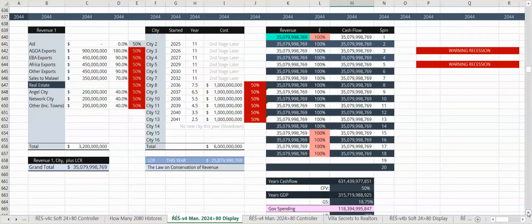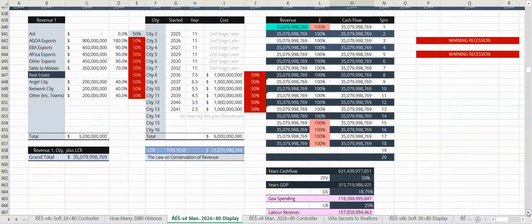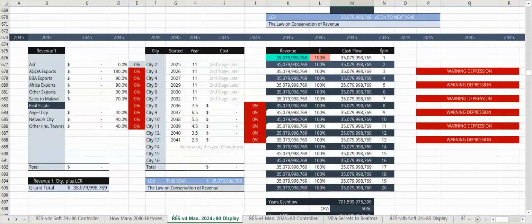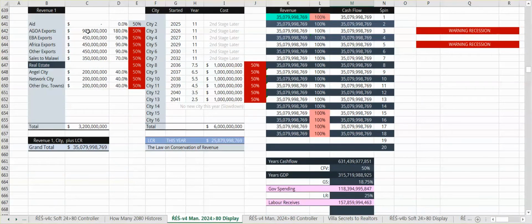In 2044, the recession hits, and in reaction, non-LCR revenue is halved, E increases to 100% and spin increases to 18%. And in the first year of the recession, cash flow, GDP, government spending increased by 42%. So the recession is now hit. All standard income is now half. This is standard income from abroad.